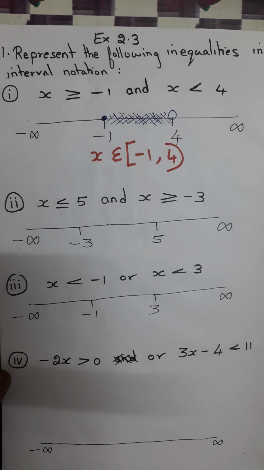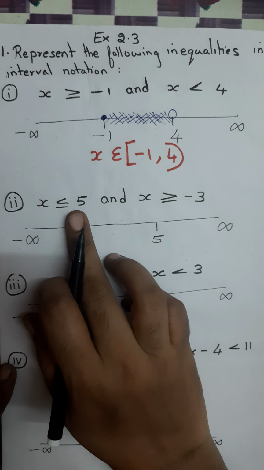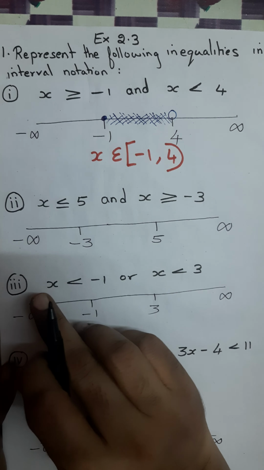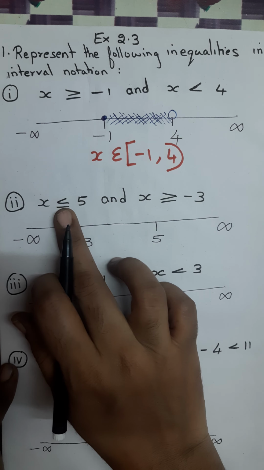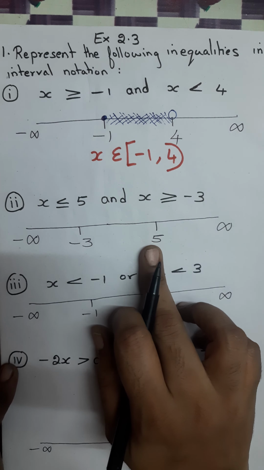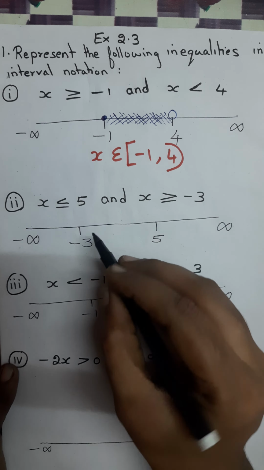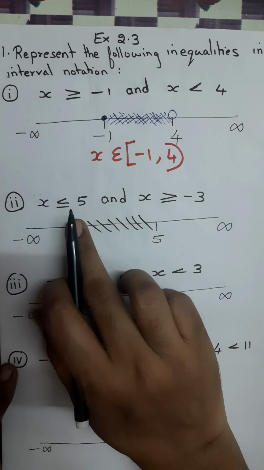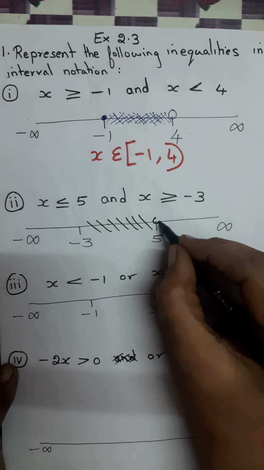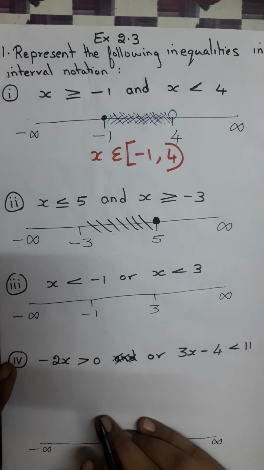Let us see the second subdivision. x is less than or equal to 5. I told you, for less than, we have to shade the left side of the number. So 5 is here. I have to shade on the left side of the 5, and we have the equal to symbol. That means 5 is also included.